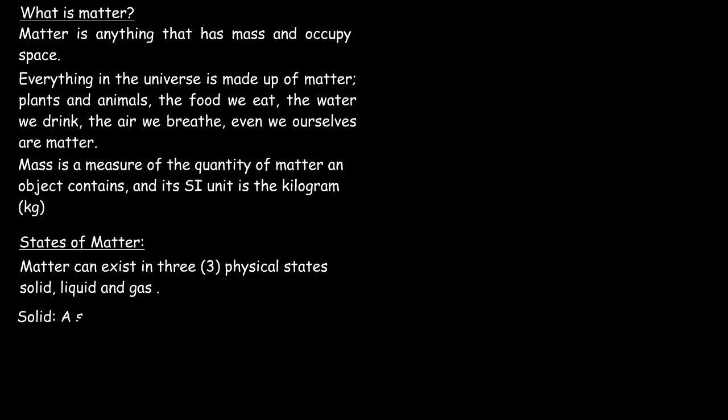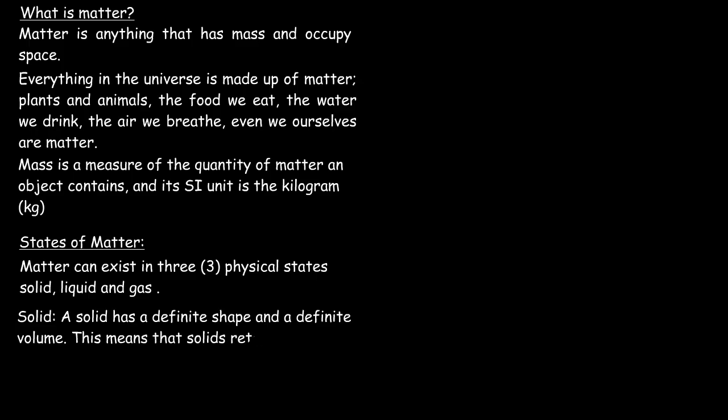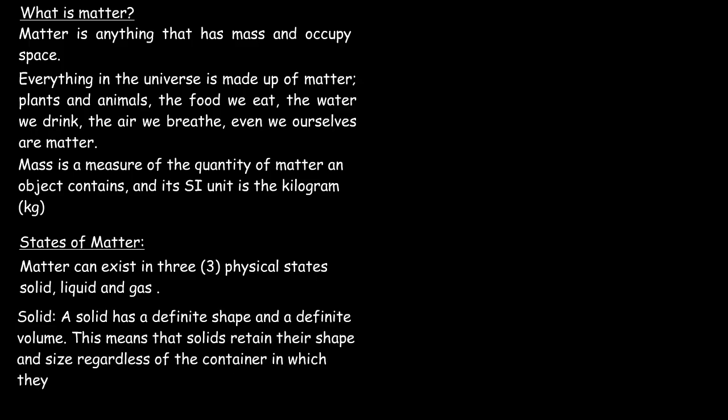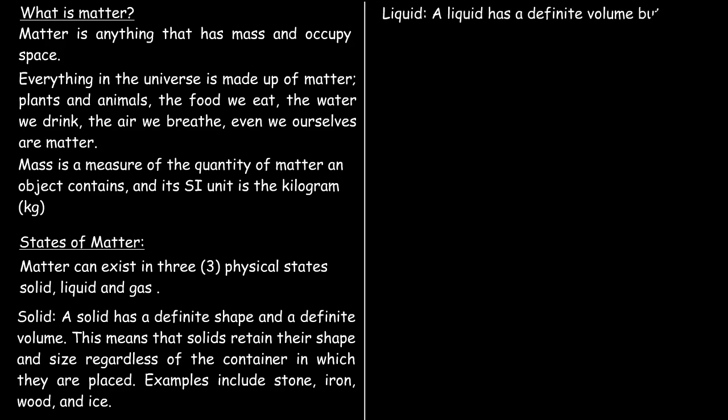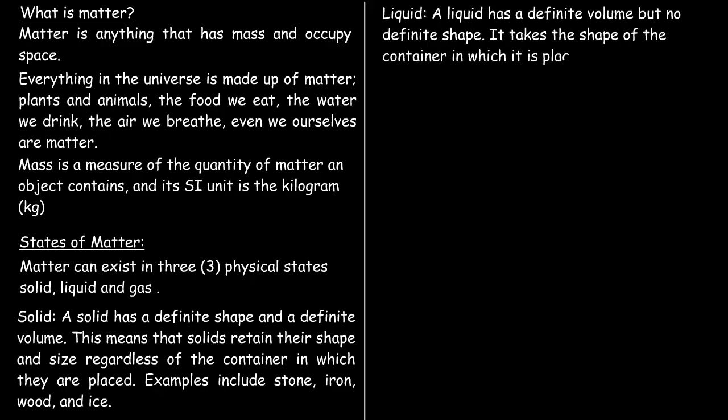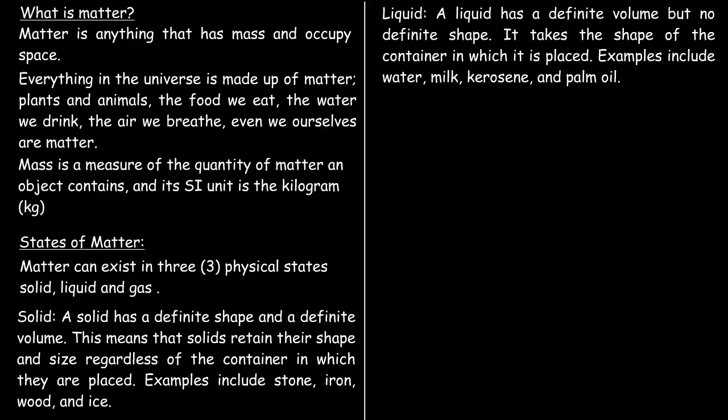For solid, a solid has a definite shape and a definite volume. This means that solids retain their shape and size regardless of the container in which they are placed. Examples include stone, iron, wood, and ice. For liquid, a liquid has a definite volume but no definite shape. It takes the shape of the container in which it is placed. Examples include water, milk, kerosene, and palm oil.